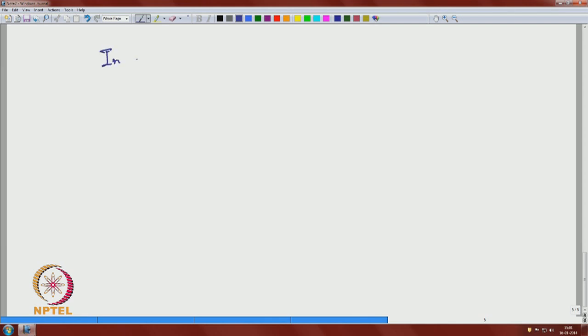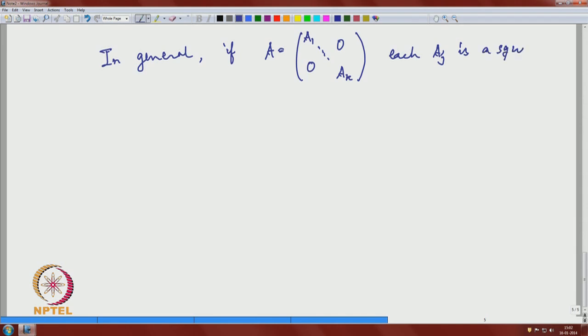So in general, if A is the block diagonal matrix with blocks A1, A2, up to Ak, each Aj a square matrix, then the exponential of A is the block diagonal matrix with blocks e to the A1, and so on, up to e to the Ak.